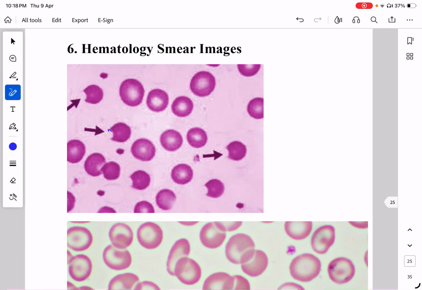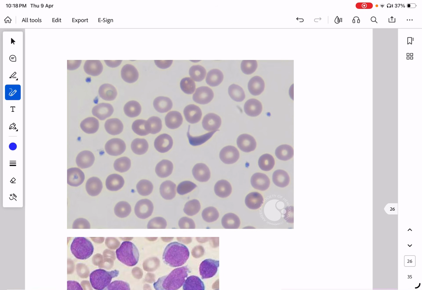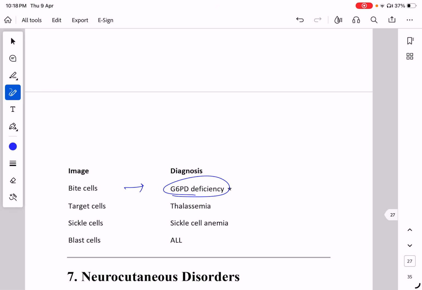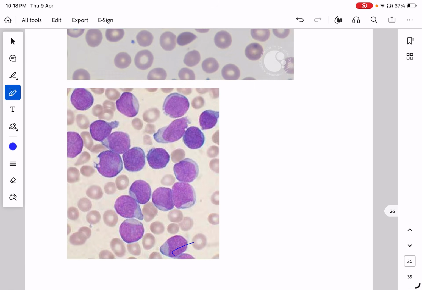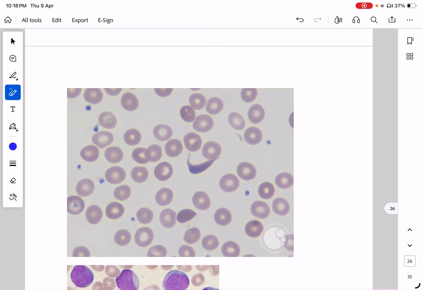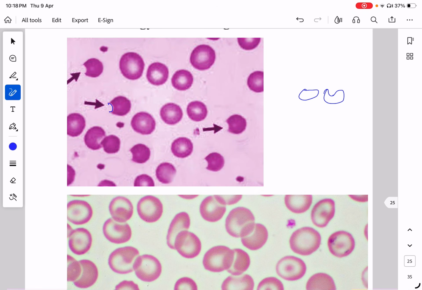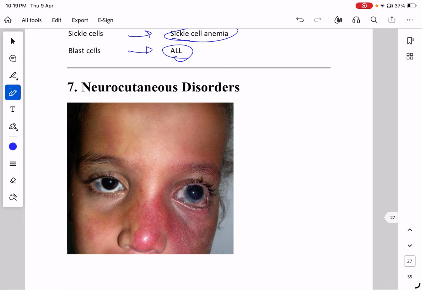Now, smear findings. This is like an apple, and if someone has bitten the apple, so bite cells, target cells. Bite cells in G6PD deficiency, target cells in thalassemia, sickle cells in sickle cell anemia, and blast cells in ALL. Okay, so these are the blast cells, sickle cells in sickle cell anemia, target cells in thalassemia. This is like the target of archery, so target cells, and these are the bite cells. So these are the peripheral smear findings in the hematological disorders.